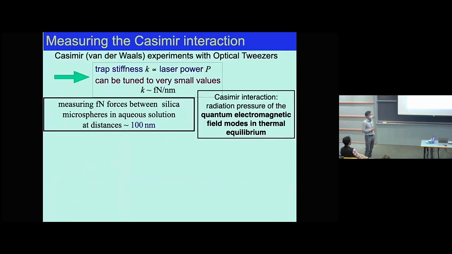Another very nice feature of optical tweezers is that the trap stiffness is proportional to the laser power, so I can tune the trap stiffness depending on the magnitude of the force I want to measure. If I want to measure very weak forces, it's a good idea to have a very soft trap with a stiffness of the order of femtonewton per nanometer, which means that if I am able to measure displacements in the nanometer range, I will be able to measure femtonewton forces. This is what we have done.